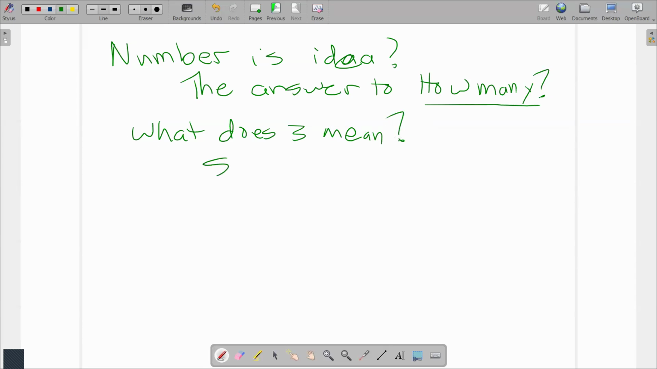So what does 3 mean? Bottom line is you have to show this with sets. There's not really something you can verbally explain. You can't. There's no other way to do it than show it with sets. You just show a whole bunch of sets that have that many. How many? The one we call 3.